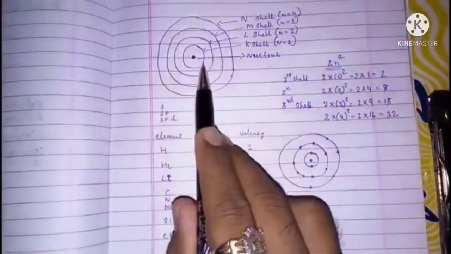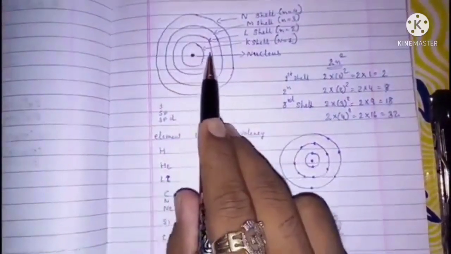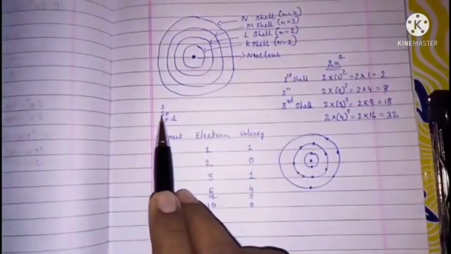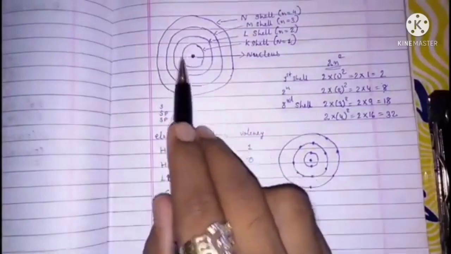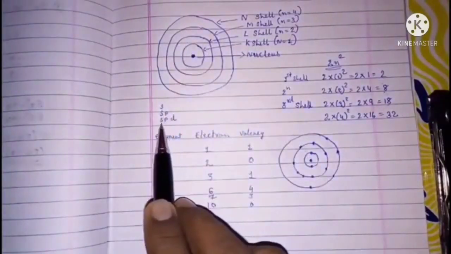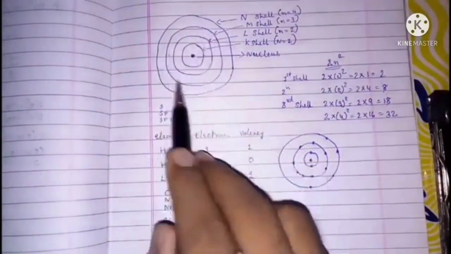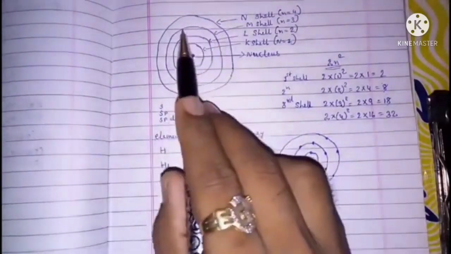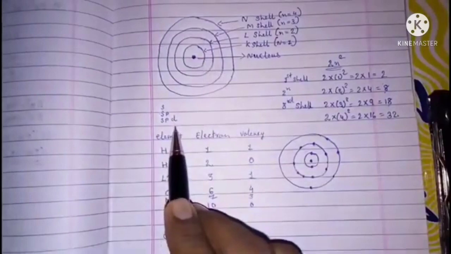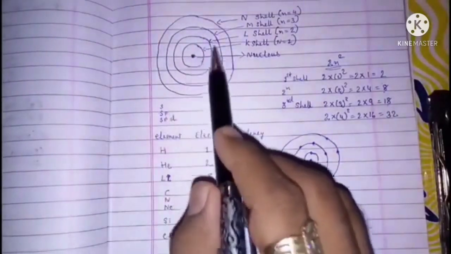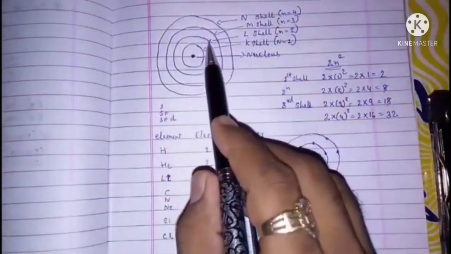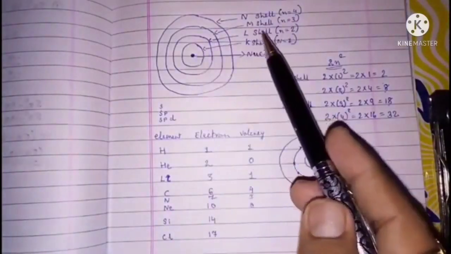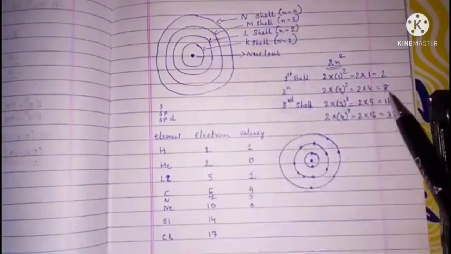But my dear children, we have to know one thing, that internally these orbits are divided. Again, internally these orbits are divided. From where? From the third orbit onwards it is divided. That is, the third orbit is divided into S and P. The third shell is divided into 2 more orbits, that is S and P. The fourth shell is divided into 3 orbits, S, P, D.